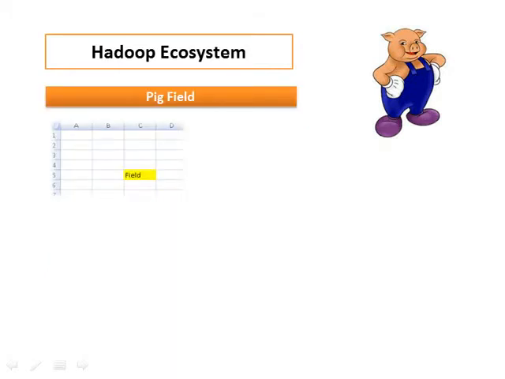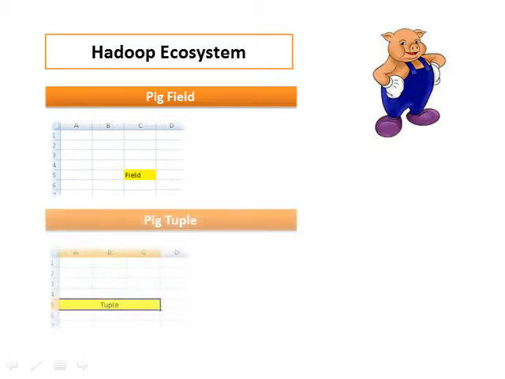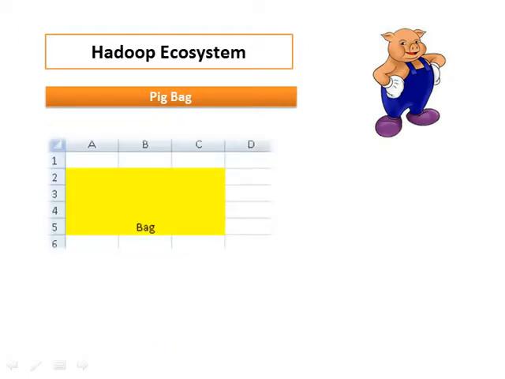Here I've used Excel to demonstrate what a field, tuple and bag look like. Here you can see that a field looks just like a cell on Excel, whereas a tuple can be a row or part of a row. Here you can see a Pig bag consists of rows and records. For more information about Pig, visit www.pig.apache.org.